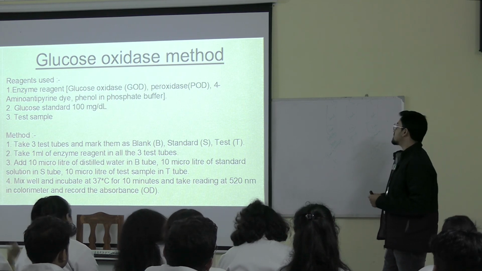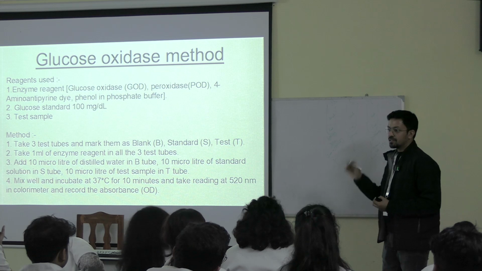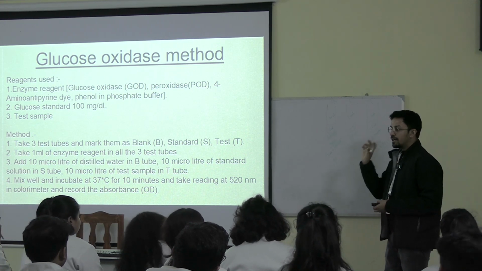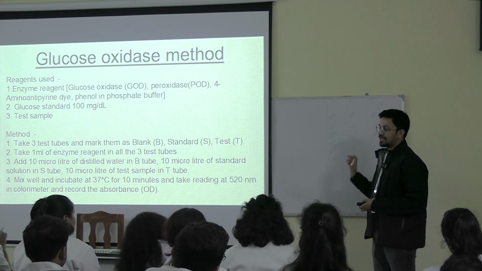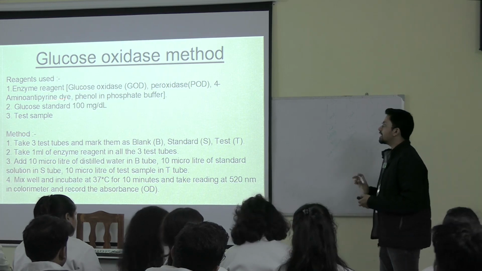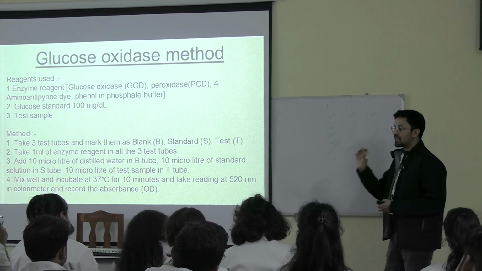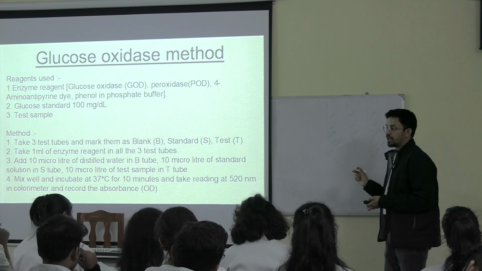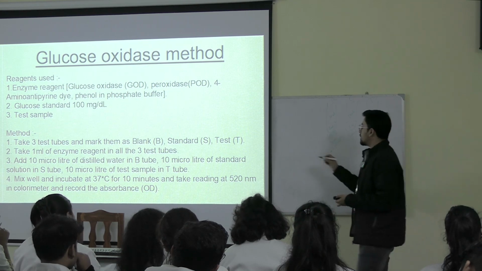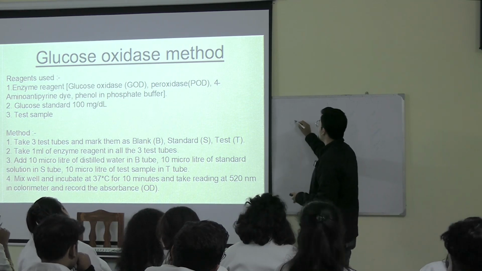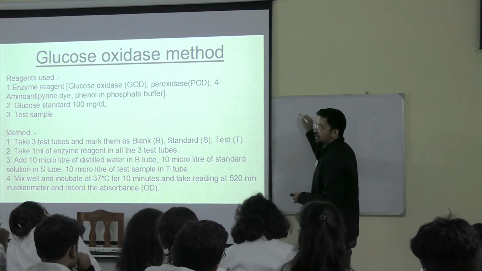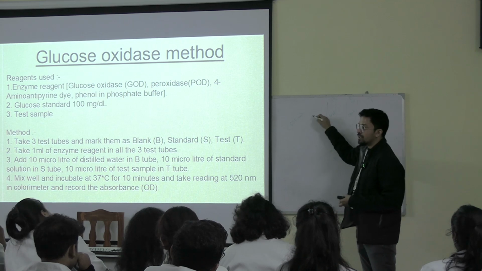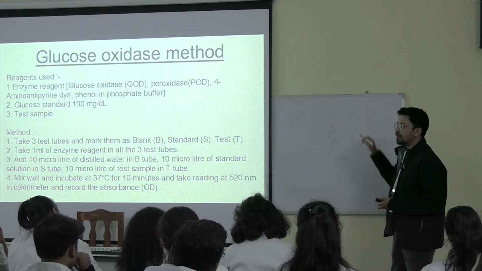Now there is one catch: when you are using the kits, as I said, the enzyme reagent and the glucose standard will come as a kit. There are different companies of kits, and in different kits these wavelengths will be mentioned differently. The one that we are using is the Coral kit. In the Coral kit it is mentioned as 505 nanometer, but in the colorimeter we don't have 505, so we are preferring 520, the closest one. That is what we are using.